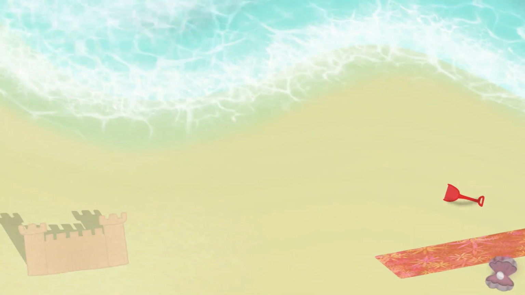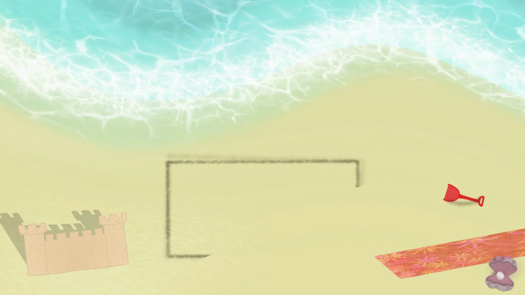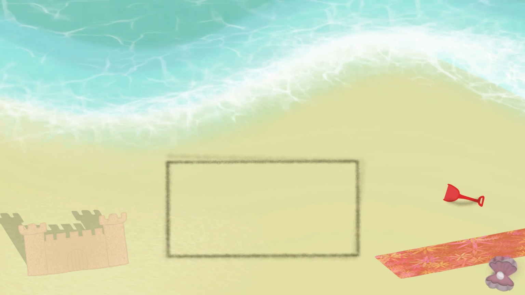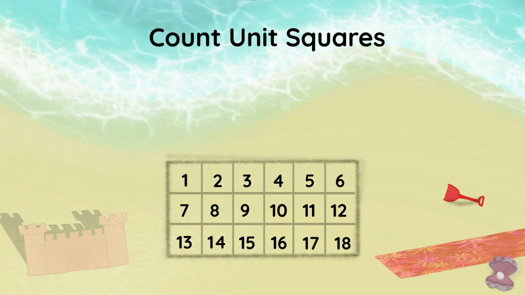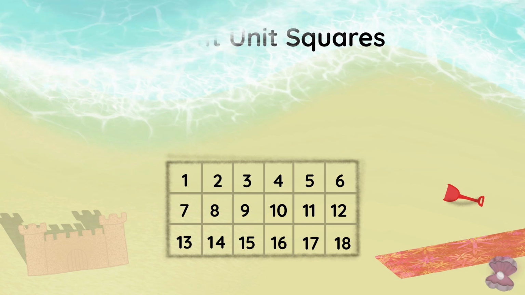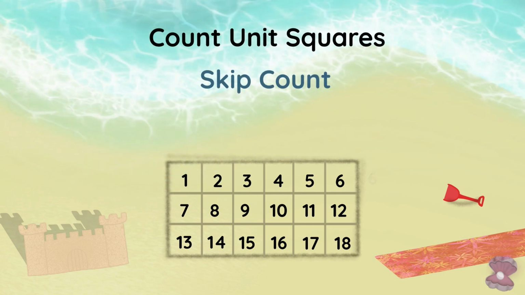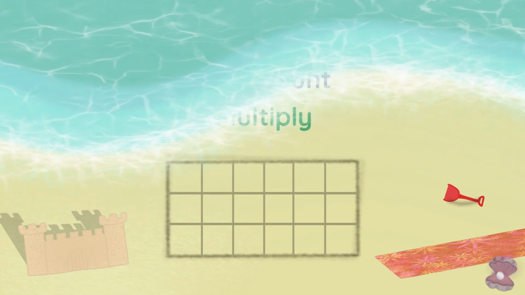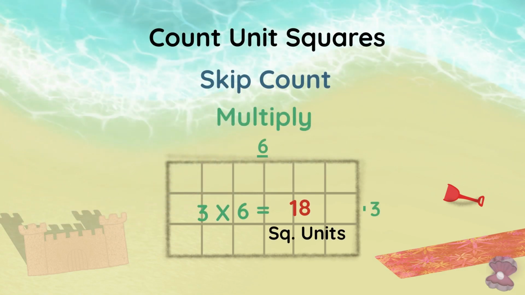Now that you know what area is, let's talk about how to find area. To find area, you can count the unit squares, skip count, or multiply the side lengths. Some people refer to this as length times width or base times height.